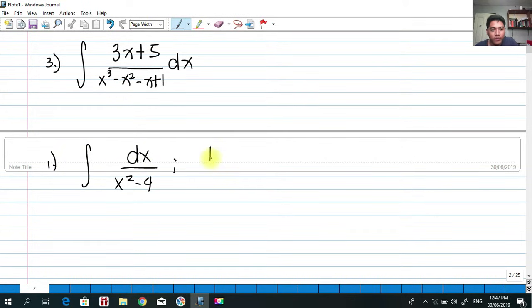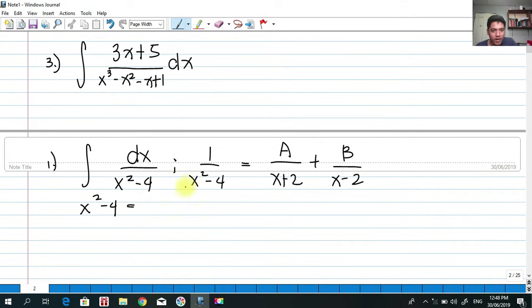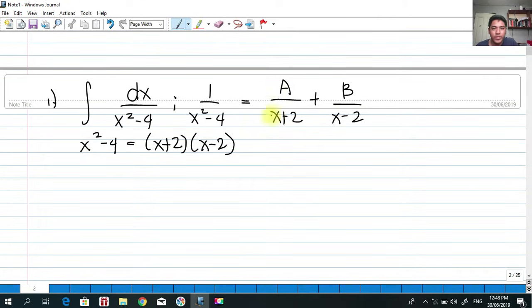So we have 1 over x squared minus 4 will be equal to, if we are going to decompose this into partial fractions, simply a over x plus 2 plus some certain coefficient b over x minus 2. Because x squared minus 4, if we factor this out, should be equal to x plus 2 and x minus 2. So we did not include ax plus b here because the x here has only a degree of 1. Okay? So we have resolved this already into this partial fraction.